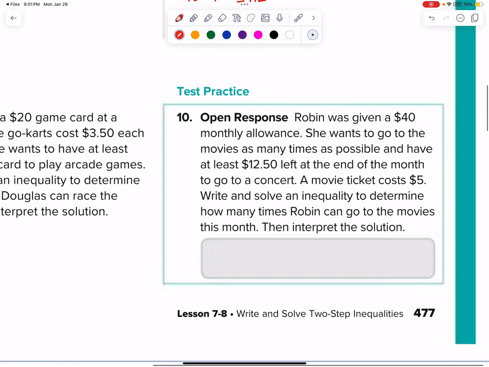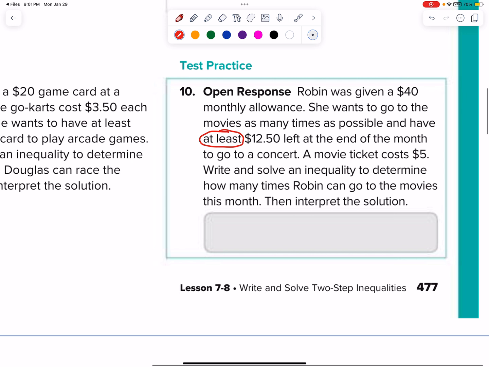All right, let's practice the word problems again with number 10. Robin was given a $40 allowance. She wants to go to the movies as many times as possible, so movies is probably going to be our variable. But she wants to have, this is the result, the total on the far right, at least $12.50 left at the end. Right away I know: at least, so she wants $12.50 or more. That's greater than or equal to $12.50. That's sort of like the answer side.